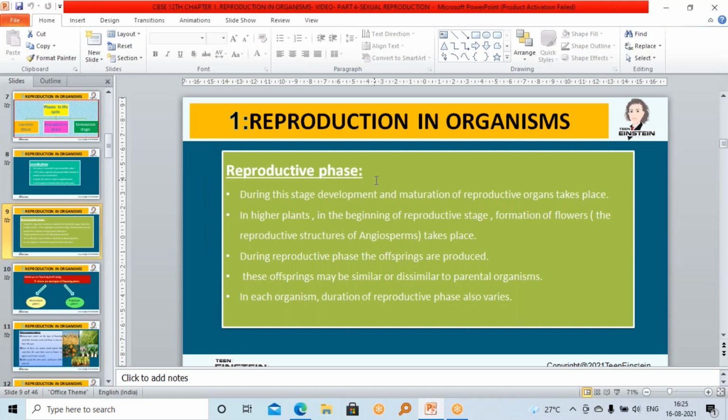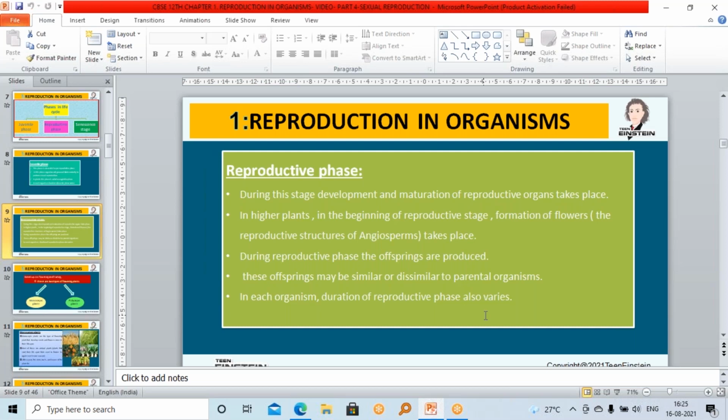So the organism should develop reproductive organs to face this reproductive stage. Those reproductive organs will form and attain maturity. Maturity in the sense that the organs should be ready for the reproductive phase. So in this stage, reproductive organs are developing, right? Just now I said reproductive organs are developing in this stage and attaining maturity.